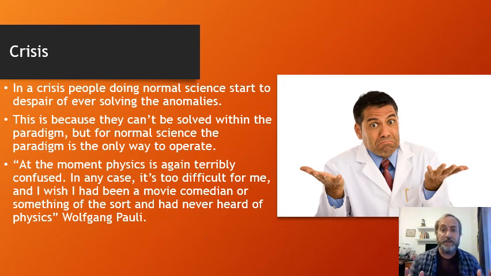So in a crisis, the people engaged in normal science start to think that they can't ever solve the anomalies, right? And this is a problem because they can't really work outside of the paradigm. What Kuhn realizes is that the problem probably is the paradigm itself. The reason they can't solve these problems is they have a very strict set of assumptions, and there's no way the problem can be solved within those assumptions. So for someone whose whole world is inside this paradigm, the problems appear to be literally insolvable, right?